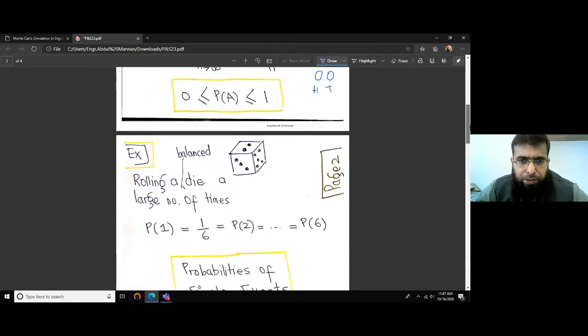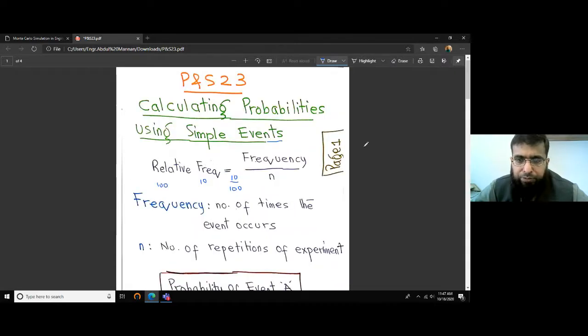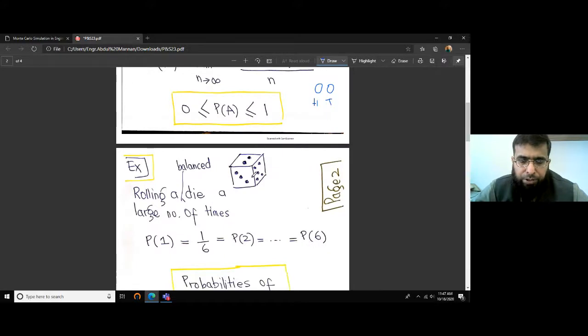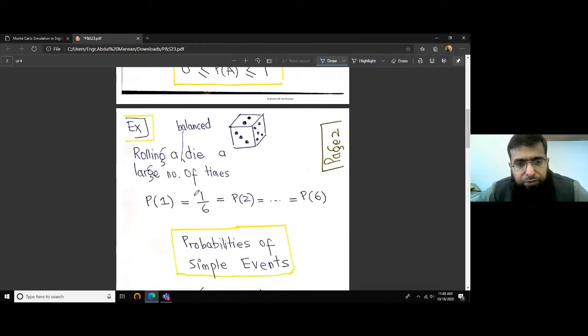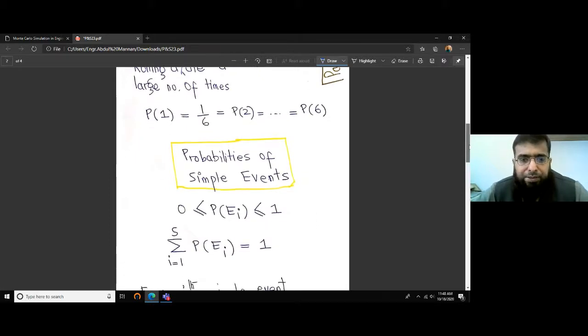Now we are going to solve an example based on the relative frequency of a die roll. We know that for a die roll, the list of simple events is E1 to E6, as we studied in the last lecture. Rolling a balanced die means that the chance of every number to appear is the same. The 2 has the same chance as 3, 5, 1, and so on. So the probability of getting a 1 would be the number of times we get a 1 divided by the total number of times we roll the die. That should come out to be 1 over 6 if the die is balanced and we repeat the experiment a very large number of times. So the probability of simple events is between 0 and 1.